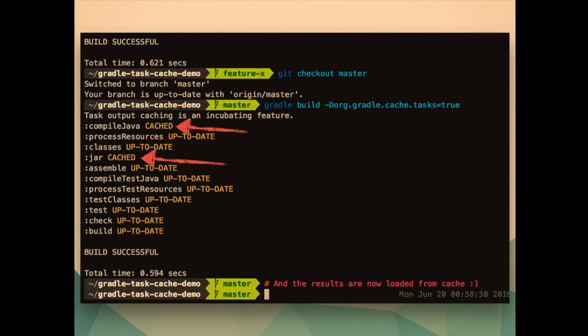So if you do something and then you decide, hey, this is not a good idea, you do git reset, you're back at where you started from, you rebuild again, you can use the cache again.